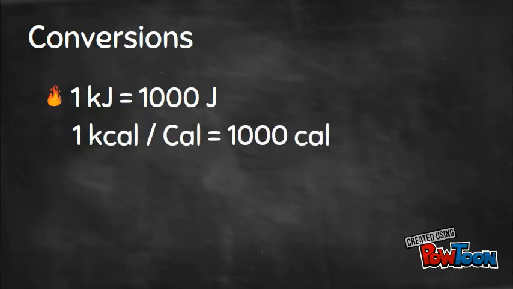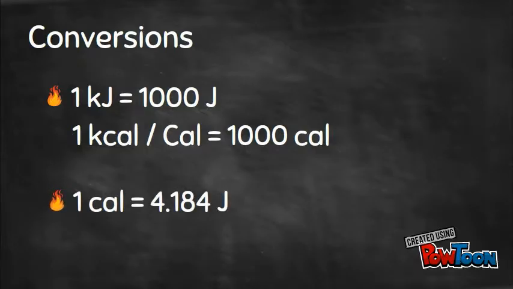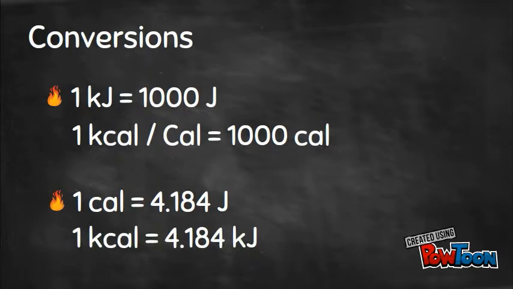At times, you may need to convert between units. 1 kilojoule is equal to 1,000 joules. 1 kilocalorie, or Calorie with a capital C, is equal to 1,000 calories. 1 calorie is equal to 4.184 joules, and 1 kilocalorie is equal to 4.184 kilojoules.